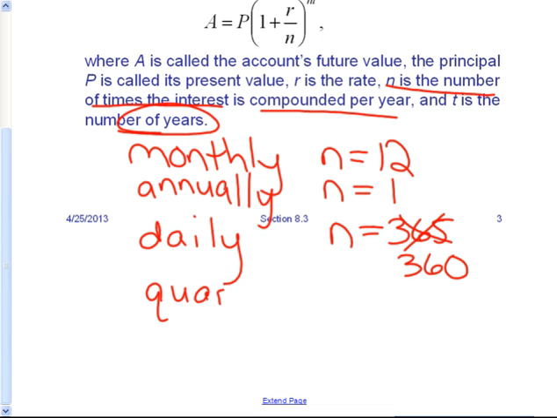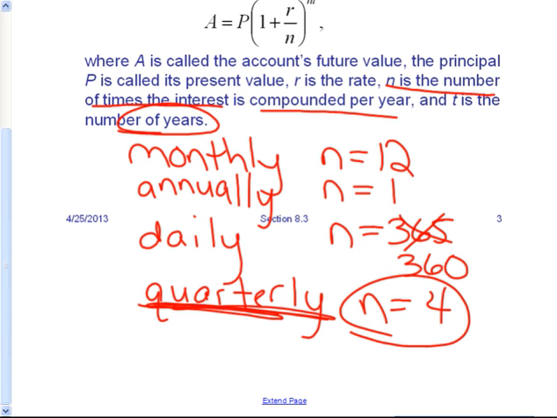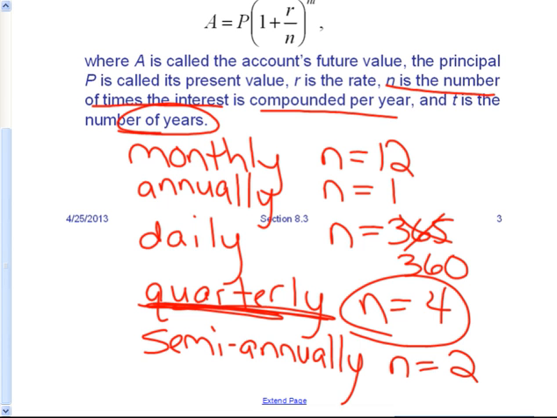Compounded quarterly. Well, you can remember quarterly because how many quarters are there in a dollar? Well, there are 4 quarters in a dollar. There are 4 quarters in a year, so quarterly, N is equal to 4. All right, and I think, oh, semi-annual, that's the one I missed. Semi-annually, that means twice per year, so N is equal to 2.